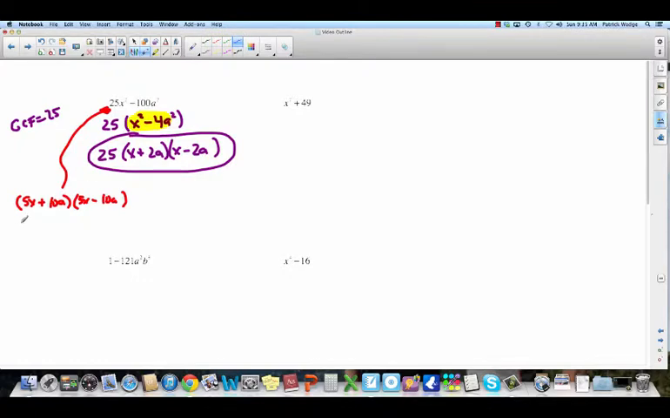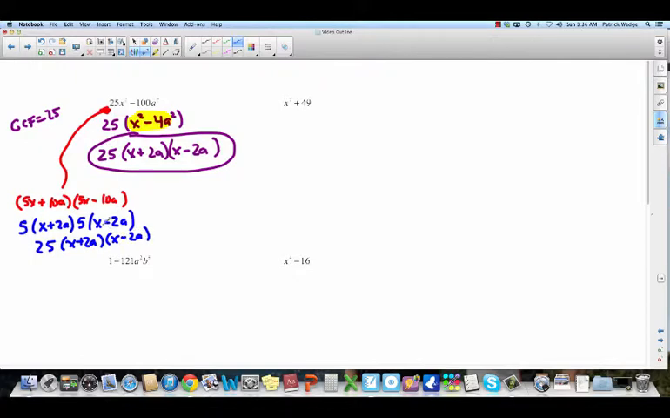Greatest common factor here is 5, and what's left is x plus 2a, sorry. The greatest common factor of this one's also 5, and what's left is x minus 2a. Since order doesn't matter when we multiply, you could multiply this 5 up front by this 5 here to get 25, and you'd still be left with the x plus 2a, x minus 2a.